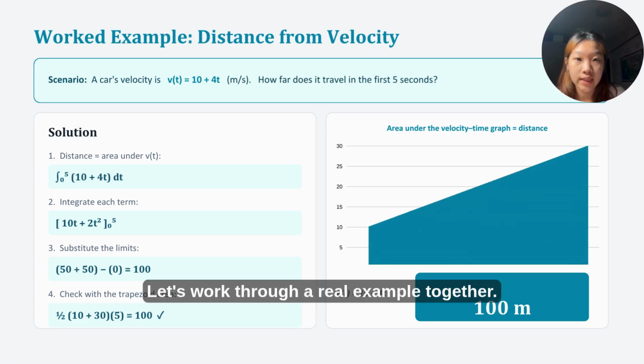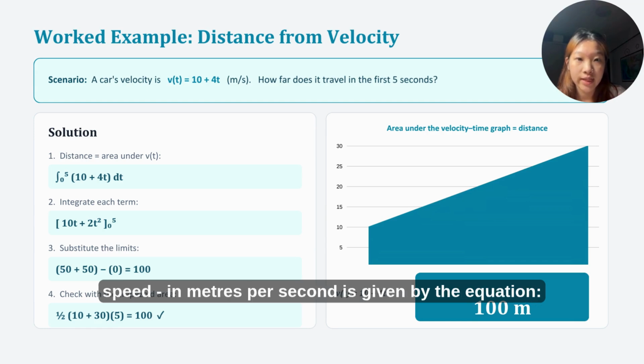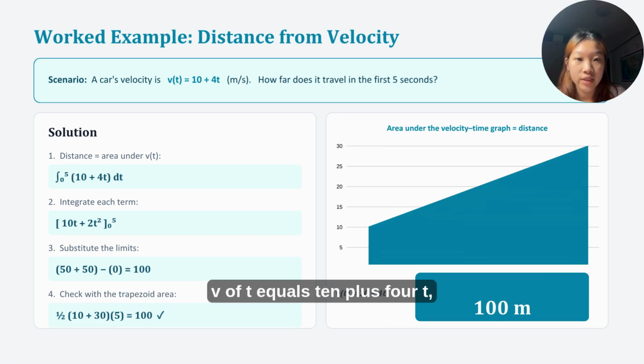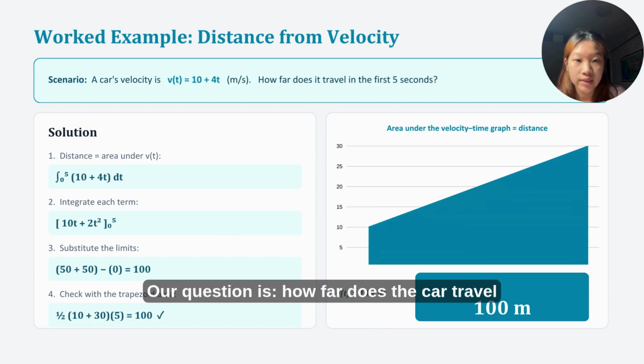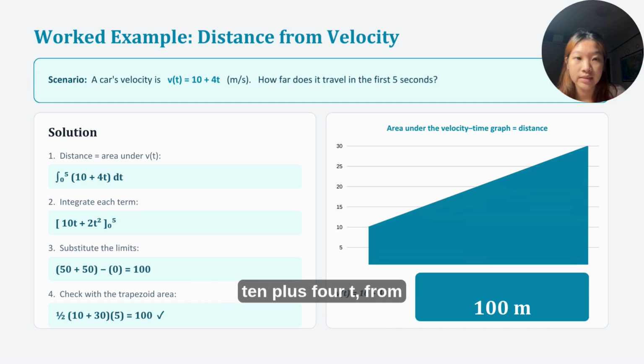Let's walk through a real example together. Suppose a car is speeding up and its velocity, its speed in meters per second, is given by the equation v of t equals 10 plus 4t, where t is the time measured in seconds. Our question is, how far does the car travel during the first 5 seconds? Now, distance is the accumulation of velocity over time. So to find it, we use an integral, and remember what that means visually. It's the same as finding the area under the velocity-time graph. So we integrate the expression 10 plus 4t from time 0 to time 5.